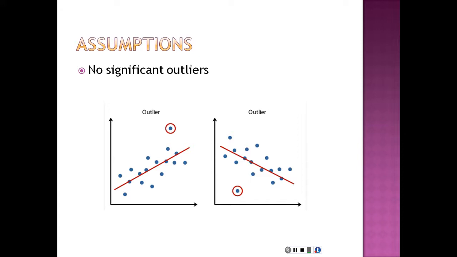Another assumption is that there shouldn't be any significant outliers. Whenever you are testing for linearity, you can easily determine if there are any outliers. For instance, this would be an outlier, this would be an outlier. If you have any significant outliers, it's probably best to take out that outlier, because if not, it'll definitely skew your data. So you can possibly take out that one or two outliers, and then you can run your regression analysis.